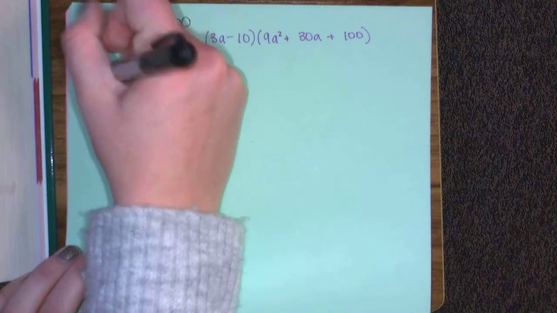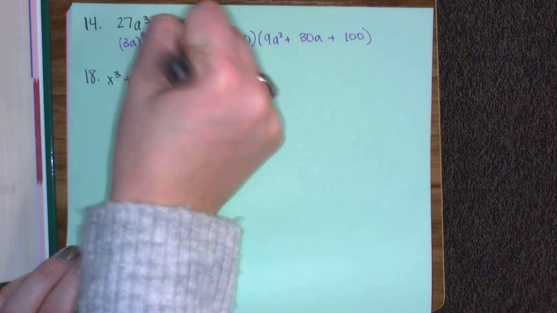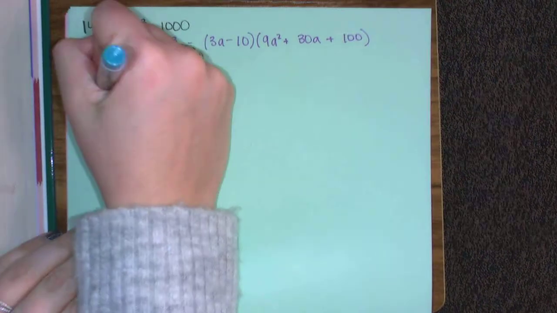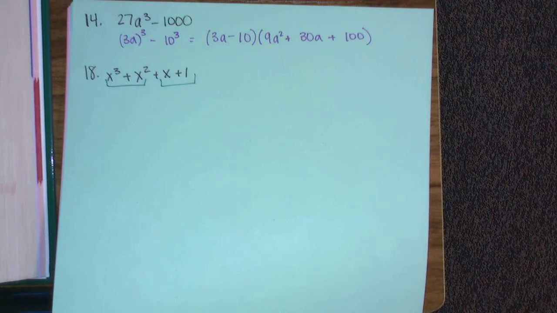Alright, x cubed plus x squared plus x plus 1. Okay, so with factor by grouping, what's happening is we're putting the first two terms together and the last two terms together. Okay, that's the grouping. And we're going to pull out the biggest thing from each group that we can.